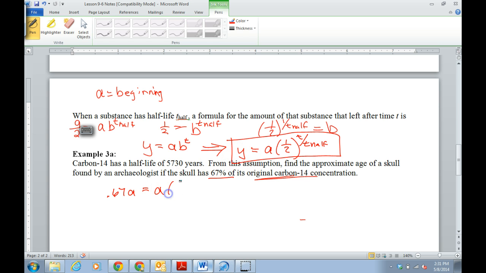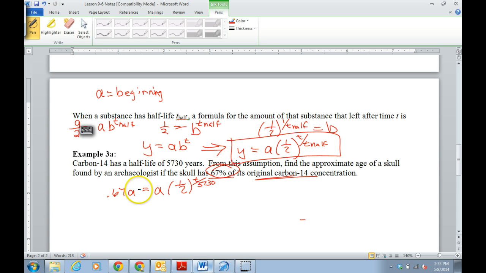So a times 1/2 to the t, and what's my half-life? 5730. Is that a 1 for the one that's boxed in? Is that a 1 over t to the half? That is a t over t to the half. Wait, why'd you get the 0.67? Because of 67% right here of its original. Oh, of the original. Yep.